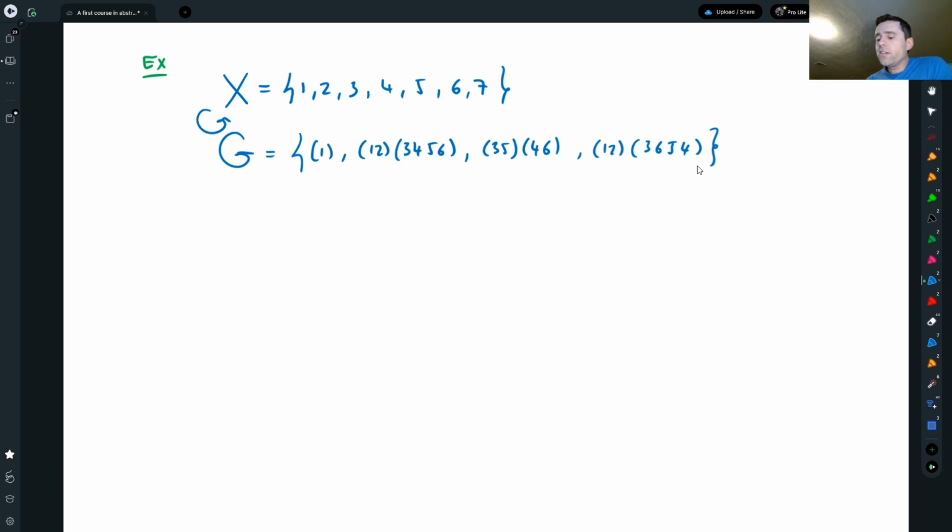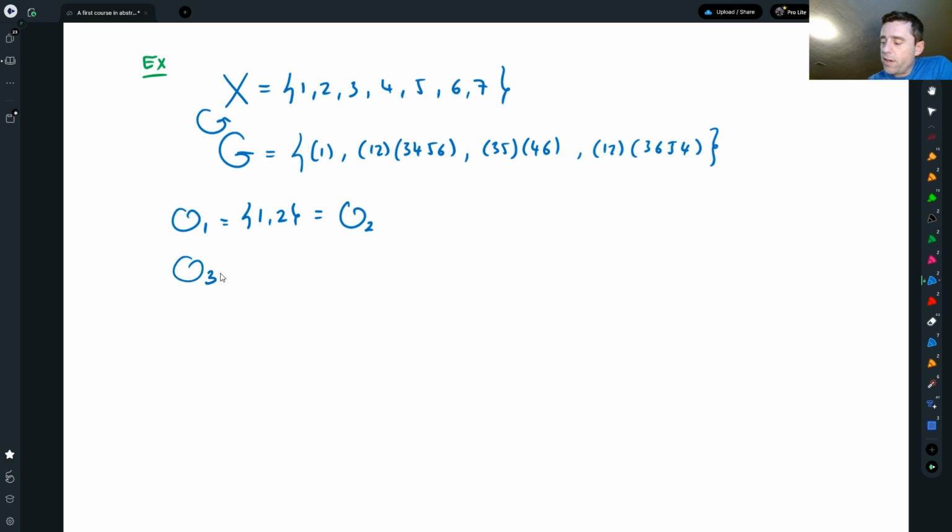Then let's look at orbits. The orbit of 1, we've seen this example before, I think. 1 is sent to 1, 1 is sent to 2, 1 is stable, and 1 is sent to 2. So the orbit of 1 is {1, 2}. And then you see that the orbit of 2 is {2, 1}. So it's the same orbit.